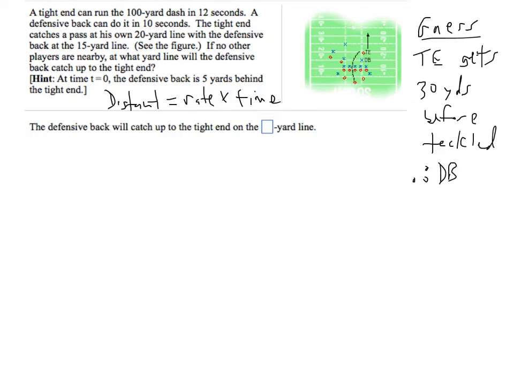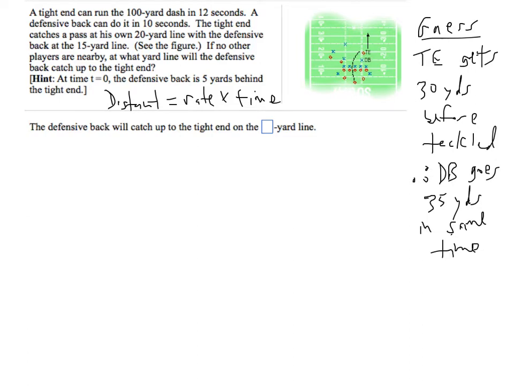So the defensive back has to go 35 yards in that same time. So that's what's going on here: if the tight end is caught after 30 yards, that means that the defensive back was able to run 35 yards in the same amount of time it took the tight end to run 30 yards. So is that right? Is that what actually happens with the speeds that are given here?